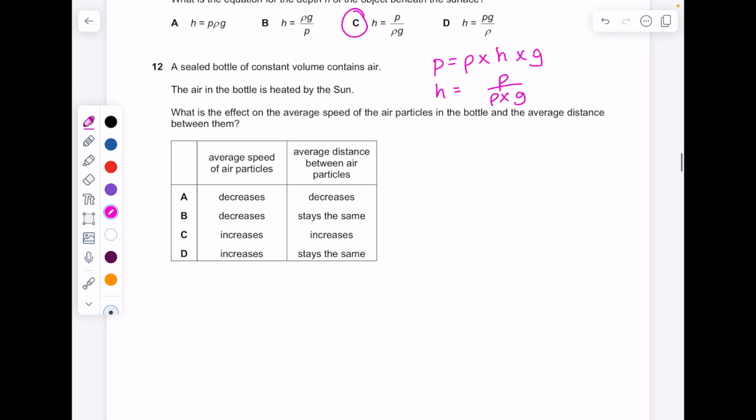A sealed bottle of constant volume contains air. The air in the bottle is heated by the sun. What is the effect on the average speed of the air particles in the bottle and the average distance between them? So obviously, as the particles are heated, they'll have greater kinetic energy, which will increase their speed. The fact that the bottle is sealed means that the average distance between the air particles stays the same.